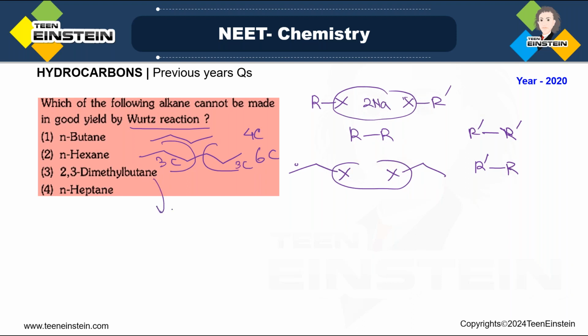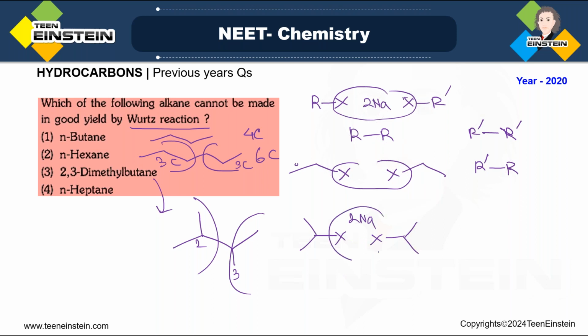Then what about option 3? 2,3-dimethylbutane. So this is 2 position, this is 3 position. Again it is symmetrical, so you can start from this type of alkyl halide compound. In between there is 2 sodium, and this will be connected. But the problem with the last one is n-heptane.